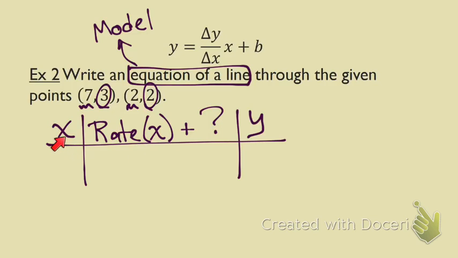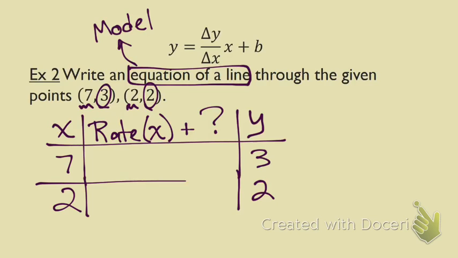So within our table, we always start with the first number. We're going to take a rate times that number and try to figure out this magic ending. And we'll end with the other number that was paired up. So start with a 7, we're supposed to end with a 3. Start with a 2, we're supposed to end with a 2. What's the change in the y's? You see it. What's the change in the x's?